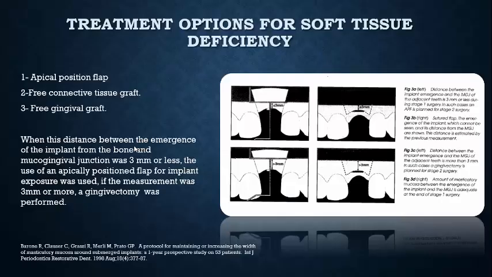Treatment options for soft tissue deficiency: we have the apical positioned flap, as I showed you before during this presentation, the free connective tissue graft, and the free gingival graft. Regarding the apical positioned flap, according to this study, if we have 3 mm or less between the mucogingival junction and the neck of the implant, it's better to do an apical positioned flap. If we have more than 3 mm between the mucogingival junction and the implant platform, we can do a punch technique.